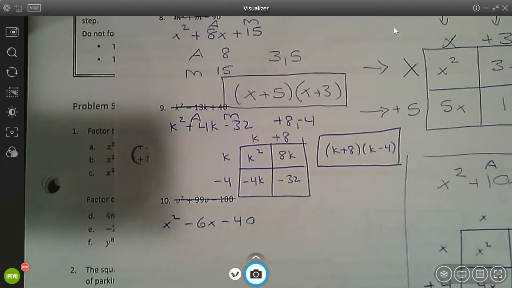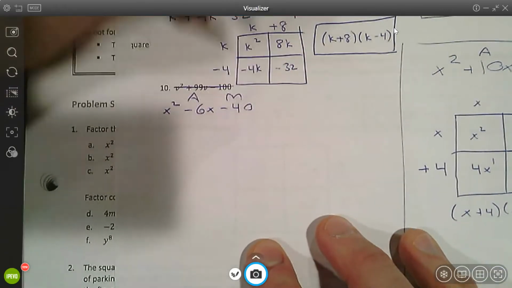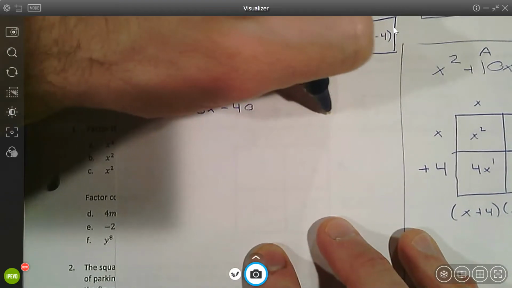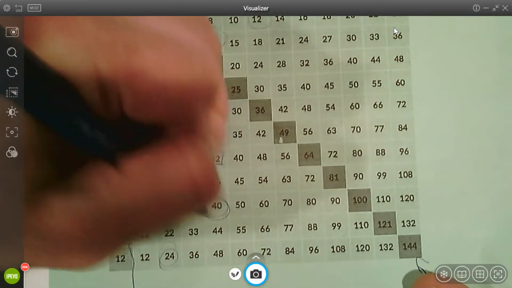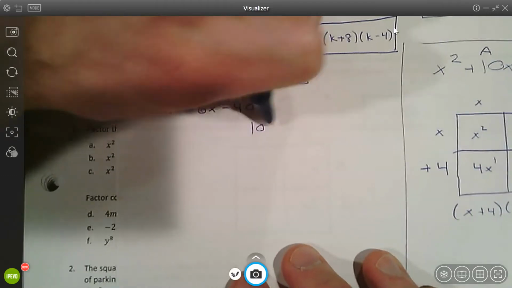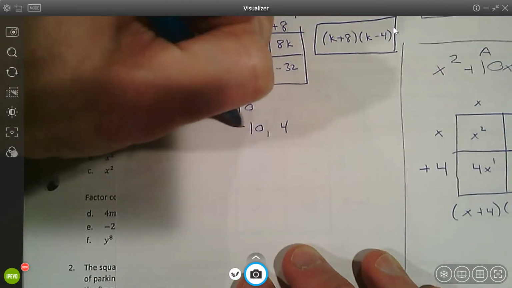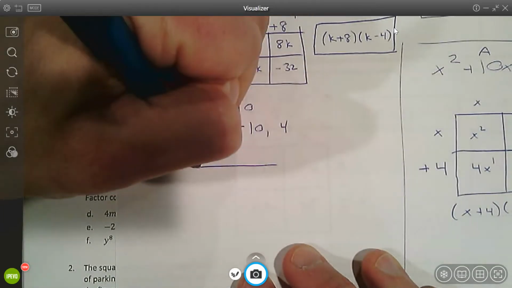Next one, I'm looking at add to negative 6, multiply to negative 40. So I have multiples of 40 here. I have 10 and 4. Well, because it's a negative 40, I really need them to subtract to give me 6. 10 minus 4 is 6. So 10 and 4 are the magic numbers. I need the larger number to be negative. So the negative is going to go with the 10.